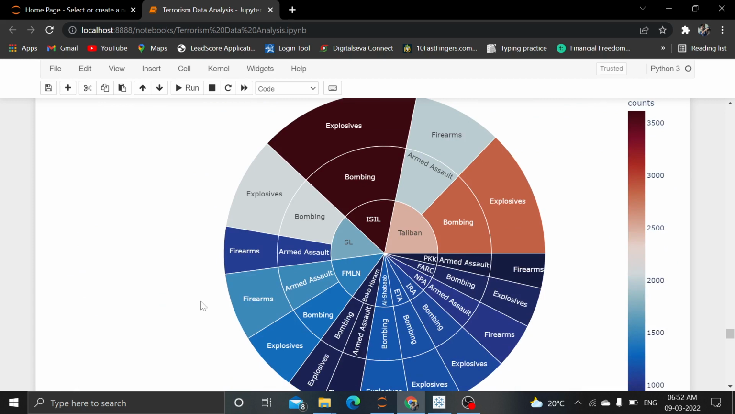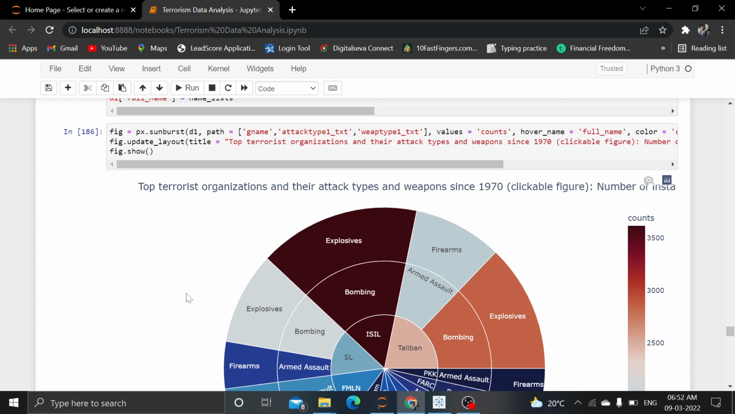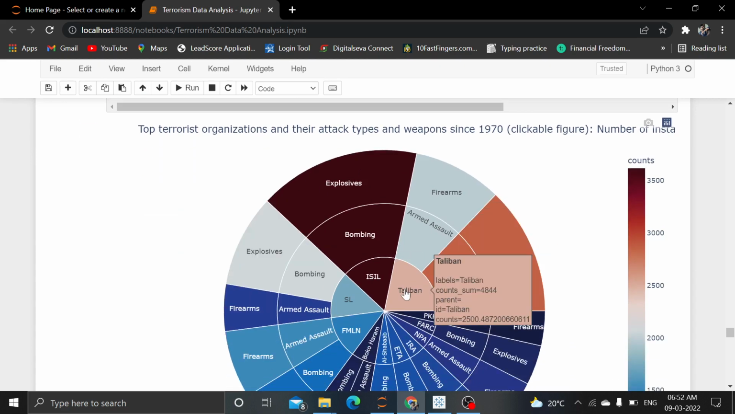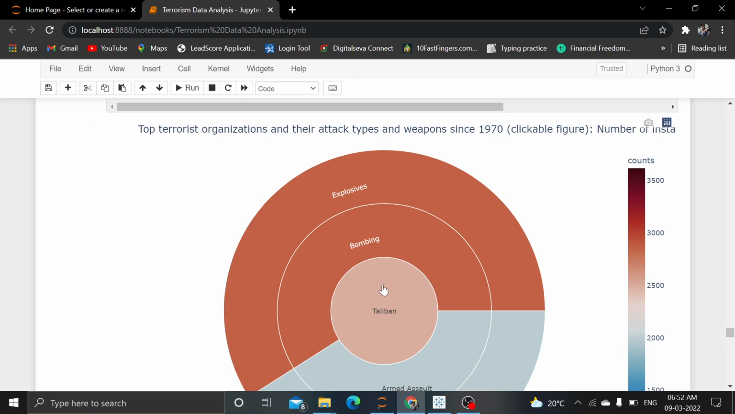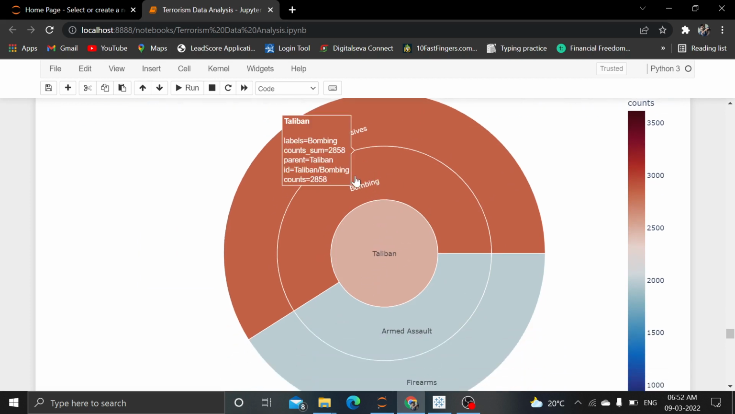And this is another visualization, and it tells about the top terrorist organizations or groups and their attack types and weapons since 1970. Okay, Taliban. They attack through bombing. Bombing is the attack type, and this is the weapon type.